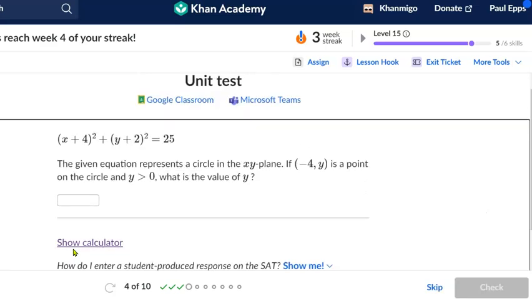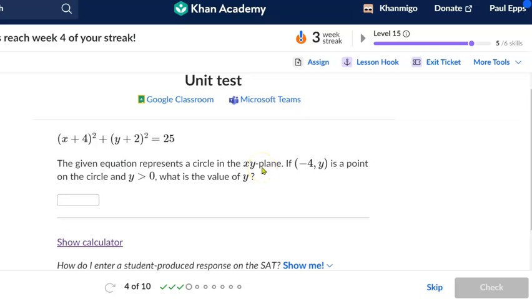All right, x plus 4 squared plus y plus 2 squared equals 25. The given equation represents a circle in the xy plane. If negative 4, y is a point on the circle and y is greater than 0, what is the value of y? All right, the given equation represents a circle in the xy plane. If negative 4, y is a point on the circle and y is greater than 0, what is the value of y?